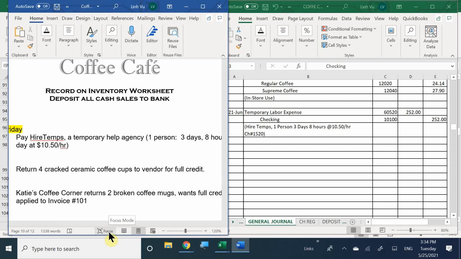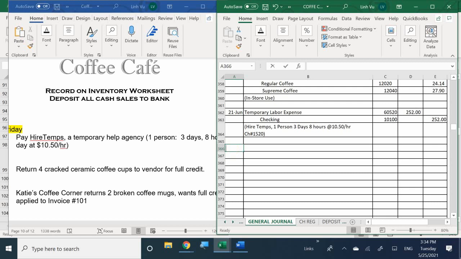Okay, now this is where I did some research because everything I looked for, I couldn't find as far as credit. We have always done some type of return. So I'm going to take a shot here and say my 2 accounts I'm going to use are accounts payable and purchase returns and allowances. Good. So here, accounts payable. And purchase returns and allowances.